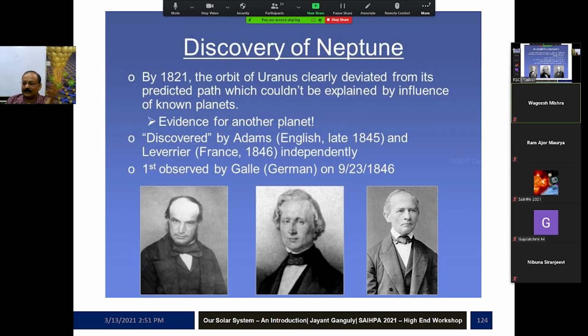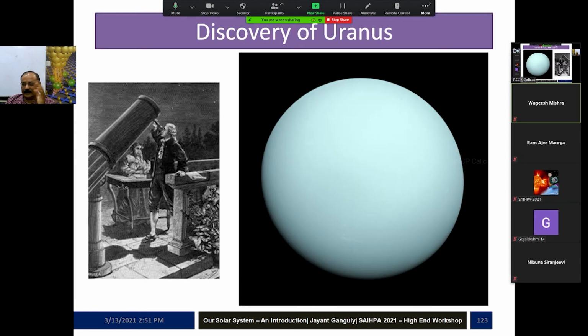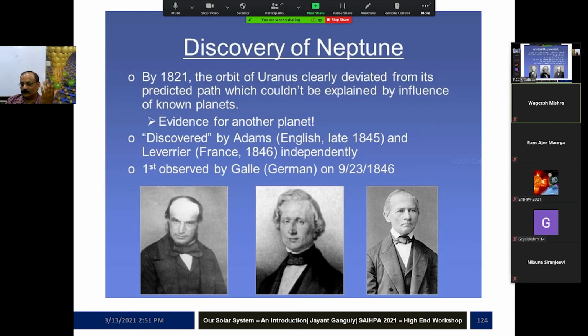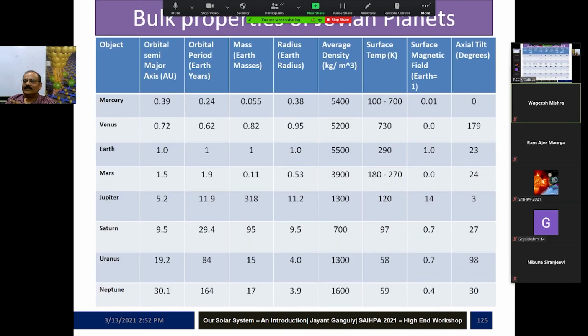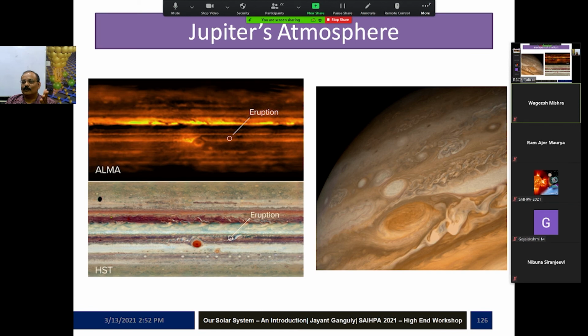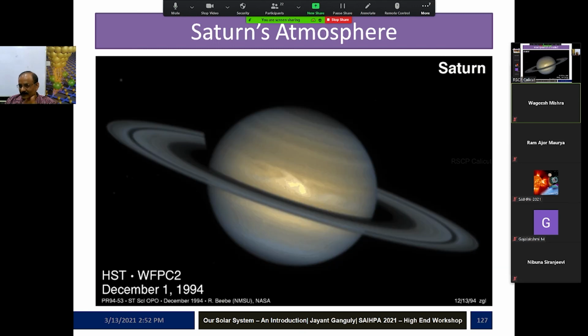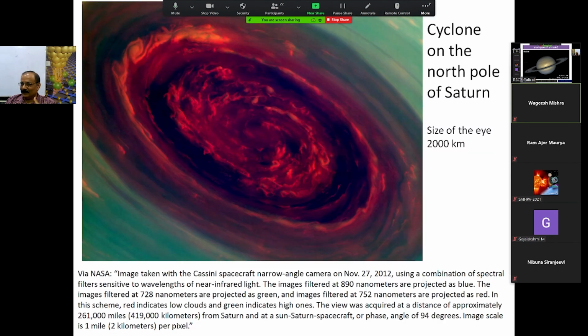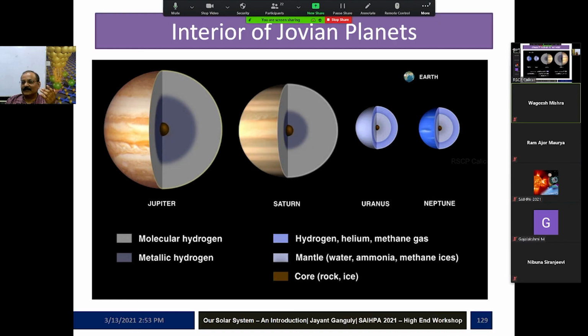The discovery of Uranus was by William Herschel, and Neptune was discovered theoretically by Adams and Leverrier. Afterwards, Galileo had actually observed it. So these are some of the features. We will not go into much detail, but there are surface features like the Great Red Spot, and they have found certain electrical and cyclonic activities also in Saturn's atmosphere.